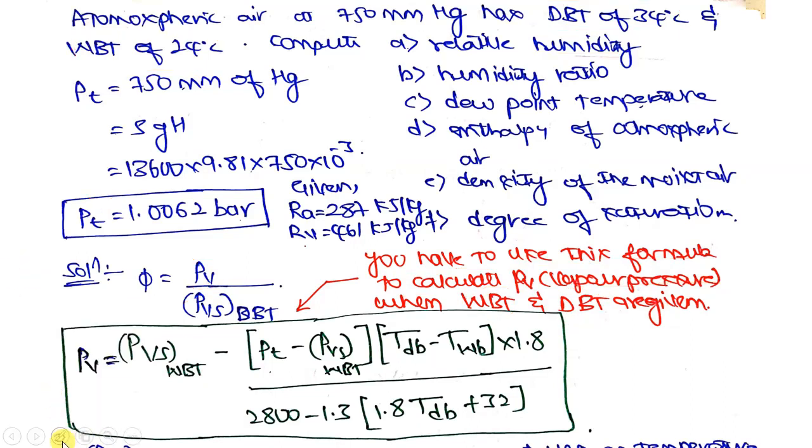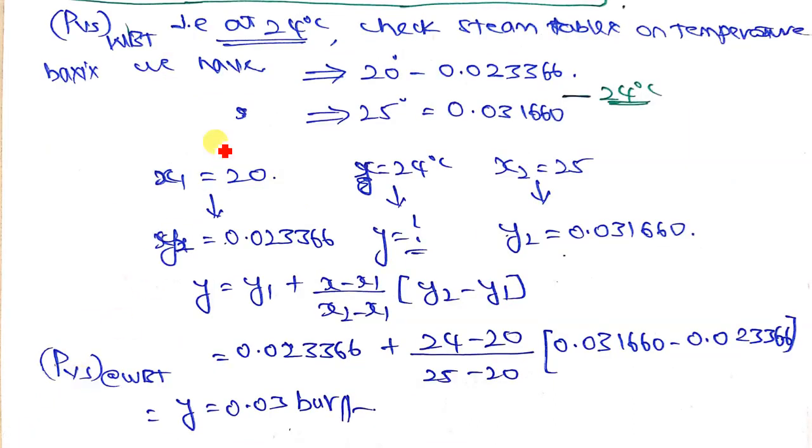So you know the values. First you have to calculate the value of PVS at WBT. What is the WBT? It is 24 degrees Celsius. Check in the steam table. For 24 degrees Celsius you will not get the exact value. You get the value for 20 and the value for 25. For 20 it is 0.023366, and for 25 it is 0.031660. So your 24 degrees Celsius comes in between these two values.